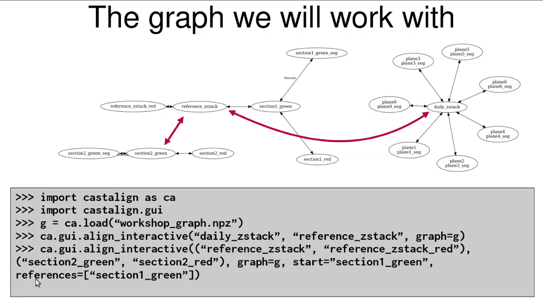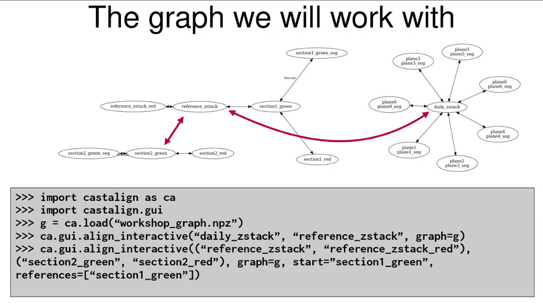And then references over here. So actually this should probably, instead of start, be transform equals. Sorry, there are lots of typos in this one command. So transform is going to be section 1 green. And then references. So references are ones that we just want to see. We want to see where they are because it might help us align. So you might want to list as references ones you've already aligned that are nearby that you can use as just reference points for how to find where you want to go with the current section. Okay, so this is all we have now.